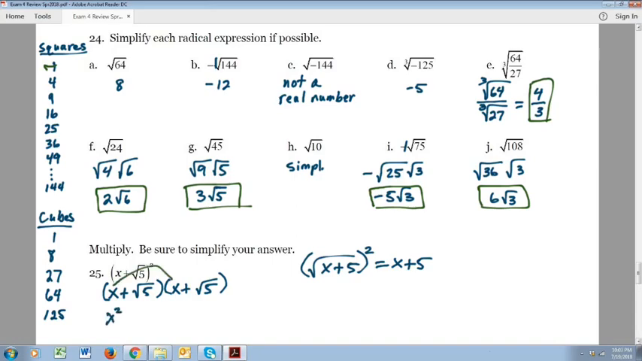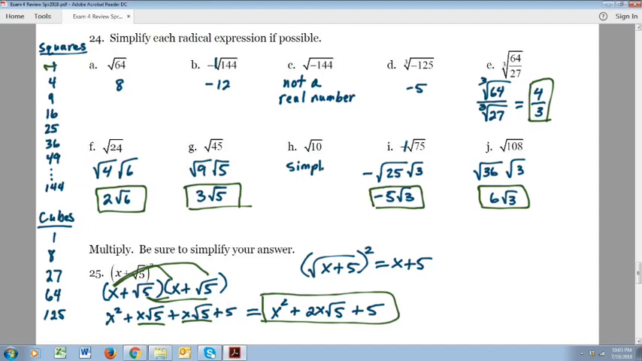And so x times x is x squared. X times the square root of 5, we're just going to put the x in front of the square root of 5. We got square root of 5 times x, so that'll be another x square root of 5. Now don't forget, square root of 5 times square root of 5 is just 5. Now if you said square root of 25, that is 5, but you should get 5 there. So notice we do have some like terms here. A 1x and a 1x makes a 2x. So we get x squared plus 2x square root of 5 plus 5.